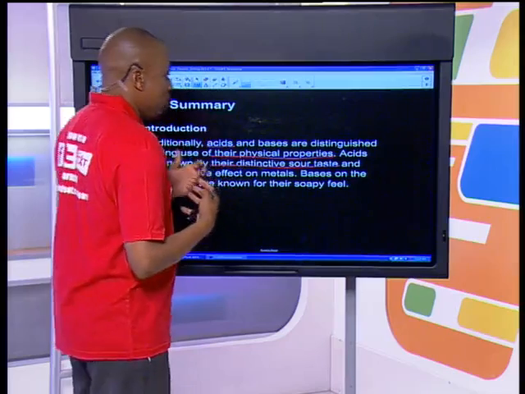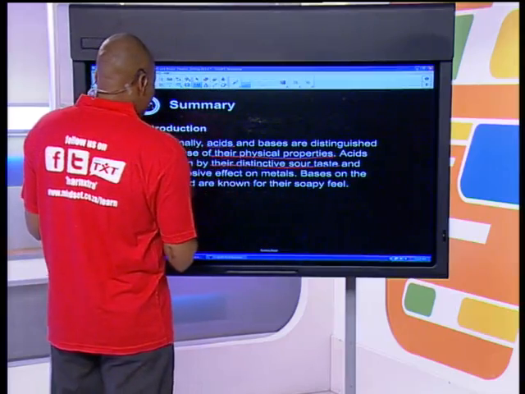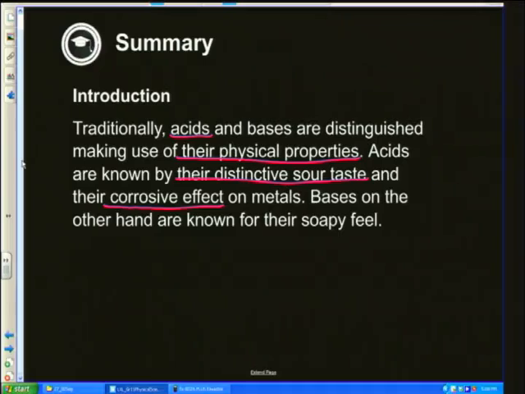Another thing that we know about acids physically is that they are corrosive in nature. They make metals corrode. They cause rusting.